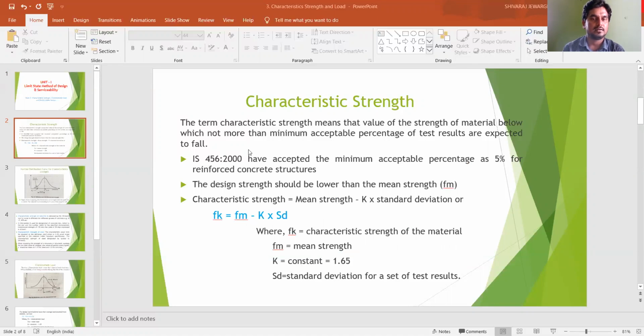When we see the mathematical expression of a characteristic strength, it is Fk equals Fm minus k times the standard deviation, where Fk is the characteristic strength of the material, Fm is the mean strength, k is a constant, and Sd is the standard deviation. This is for different sets of test results. Now we'll see the k value. It is given as 1.65.